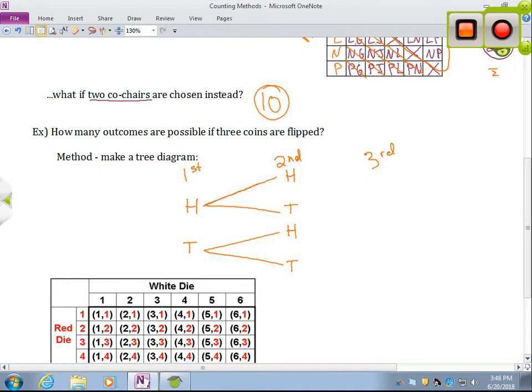I have a head followed by a head, and a head followed by a tail, and then a tail followed by a head, and a tail followed by a tail. Now, here, does the order matter? Is a head then a tail different than a tail then a head? If we're looking at the number of different outcomes, yeah, we do need to consider those differently. We're not talking about probability just yet. We're going to get there.